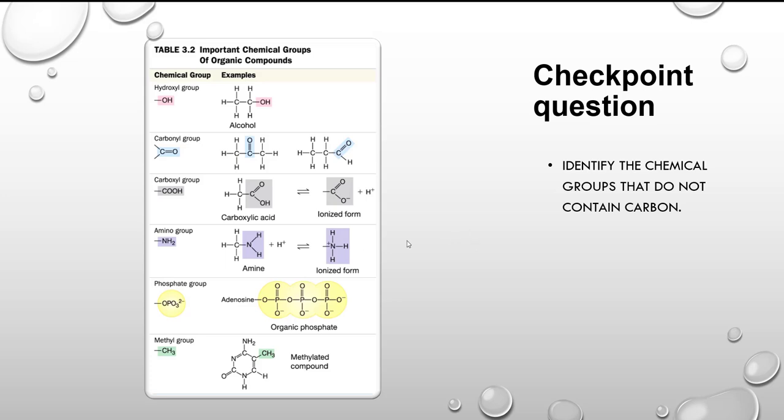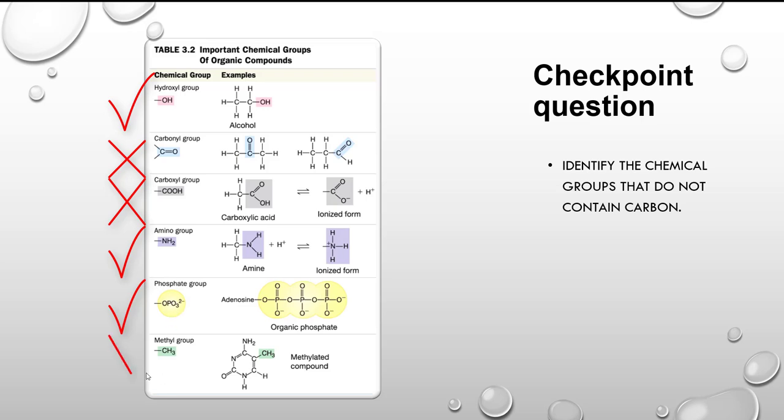Well, the first one, hydroxyl group, doesn't contain carbon. You can see it attached to the carbon skeleton, but the functional group itself does not contain carbon. Carbonyl and carboxyl both sound like carbon, so they contain carbon. Amino groups do not contain carbon, so they have a nitrogen and 2 hydrogens attached. And then the phosphate group, phosphate contains phosphorus and some oxygen, so that one also does not contain carbon.